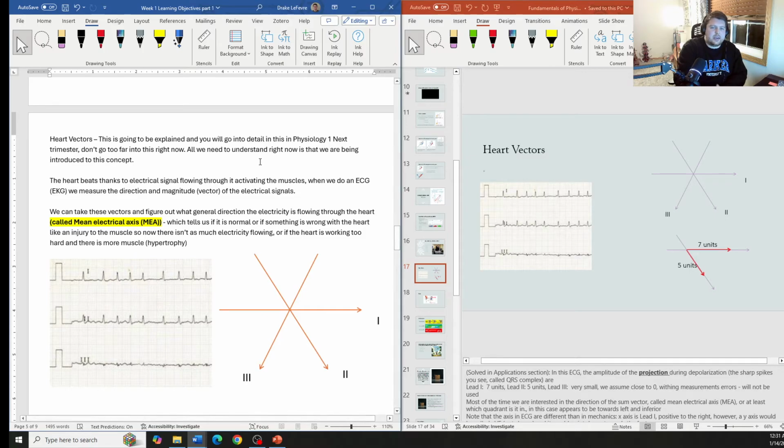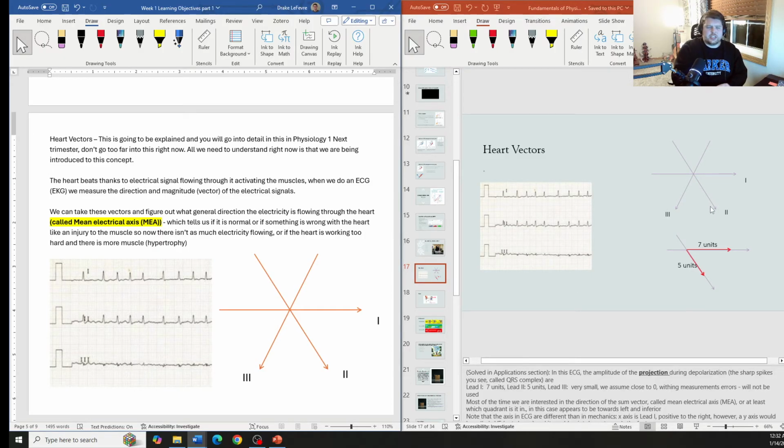When we take an ECG of the heart, it's an electrocardiogram. What we're measuring is the electrical signal that's flowing through the heart. And we're measuring the magnitude of the signal, how much signal is there, and the direction of that signal. We want it to be going in a very specific direction.